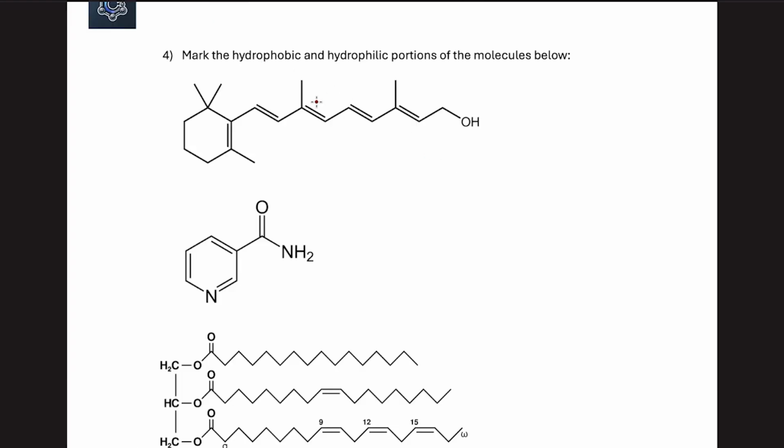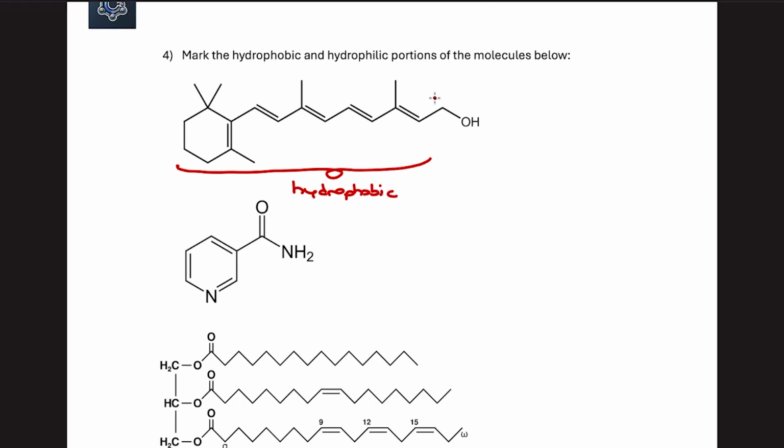In question 4, I'm asking to mark the hydrophobic and hydrophilic portions of the molecules below. I like to have a rule of thumb that chains of carbons are hydrophobic, and polar oxygens, nitrogens, and so on and so forth are going to be your hydrophilic portions. In the first structure, we have this really long chain of carbons. I don't care if it's a cyclic molecule or an alkane or alkene or alkyne. If it's a hydrocarbon, it's going to be largely hydrophobic. And so we can show that this portion is hydrophobic.